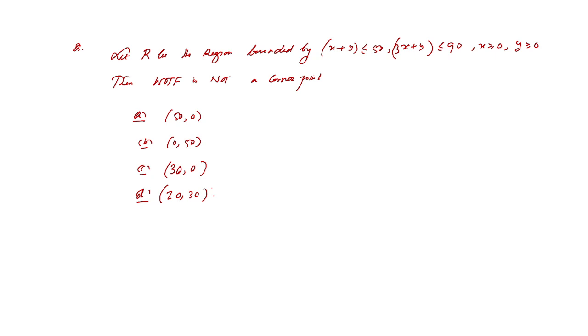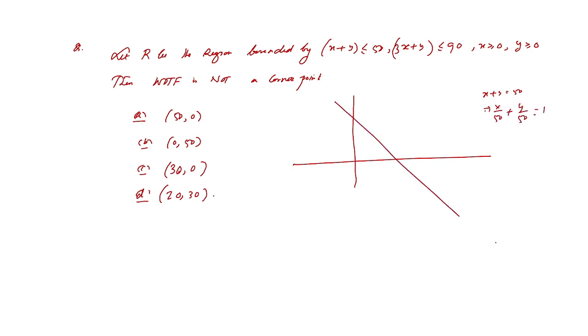So you just draw that kind of graph. First think of x plus y equals 50. That means x by 50 plus y by 50 equals 1. So that means it cuts the points 50, 0 and 0, 50. Next, the region is basically here because the less than or equal to sign is there.